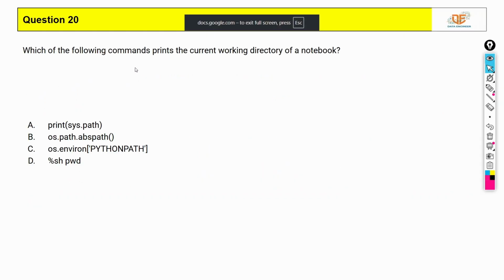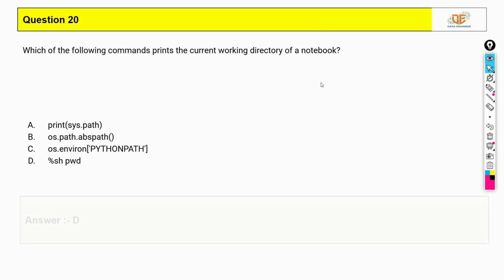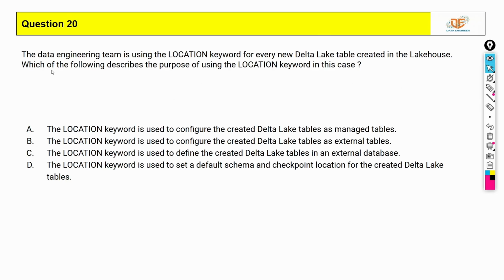Question number 20. Which of the following commands prints the current working directory in the notebook? Pretty much simple, %sh pwd. A data engineering team is using a location keyword in every new Delta Lake table it creates. In which of the following is the proposed location? If we are creating using a location, definitely it is not going to be a managed table. So option A is not there. Checkpointing schema, this cannot be there. So it should be an external table, not an external database. It's a table. So that's why the option is going to be B.